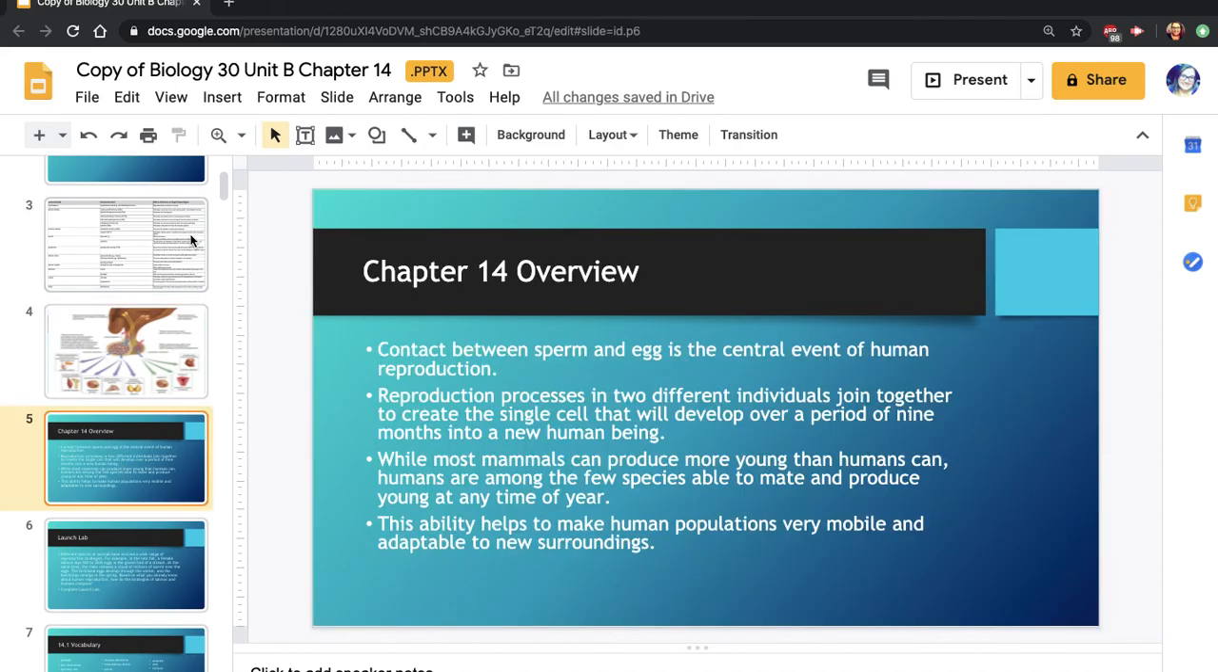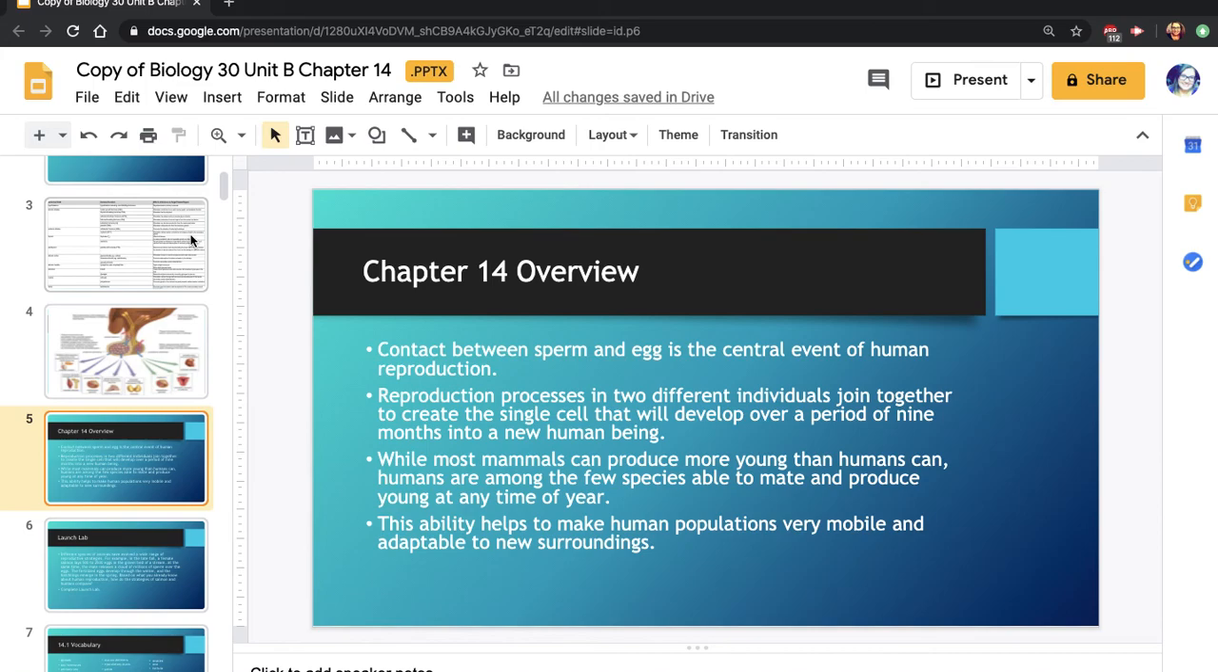So the chapter 14 overview says, contact between sperm and egg is a central event of human reproduction. Reproductive processes in two different individuals join together to create the single cell that will develop over a period of 9 months into a new human being. While most mammals can produce more young than humans can, humans are among the few species able to mate and produce young at any time of the year. So if we think about other species, deer, for instance, they have a mating season, whereas humans, we can mate at any time of the year. We don't have to mate in the spring, which is what many species do.